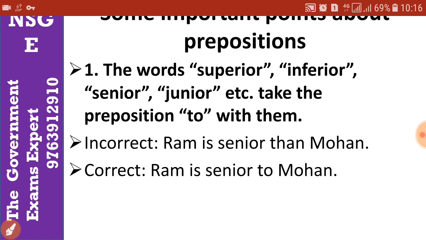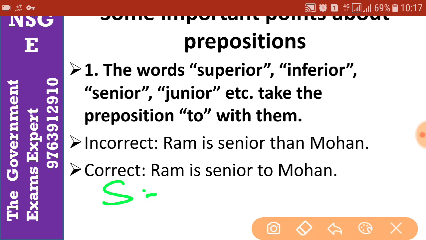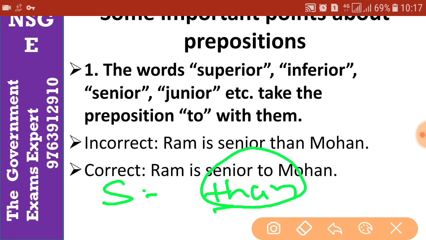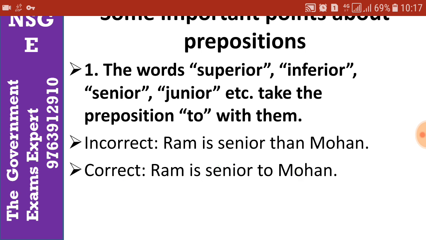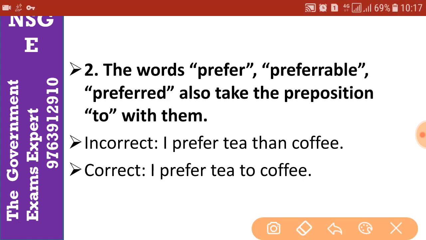Sita is junior than Priya. So you shouldn't use the word than. Why? Because whenever superior, inferior, senior, junior, etc. come, you have to add the preposition to. So Sita is junior to Priya. Okay. So let's have another example.